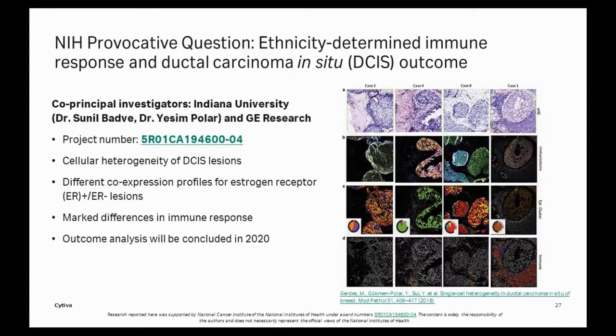In the last 5 years, I've also been PI on this work with Indiana University and with Dr. Sunil Badvi and Dr. Yasin Poehler. And here we're looking at, again, taking all of the learnings that I've explained earlier around heterogeneity, clustering, and data analysis, and looking at cellular heterogeneity of DCIS lesions, ductal carcinoma in situ, at the earliest stage of breast cancer, pre-invasive. And here we're looking at 20 to 30 different markers related to both cell signaling as well as immune response. We're looking at different ethnicities. We're comparing across these different groups the expression of these proteins and how they differ in terms of outcome.